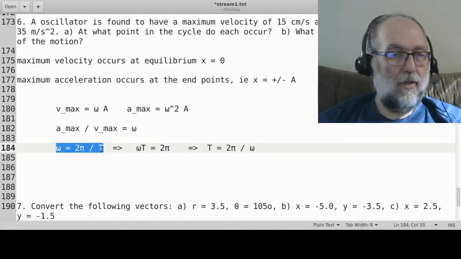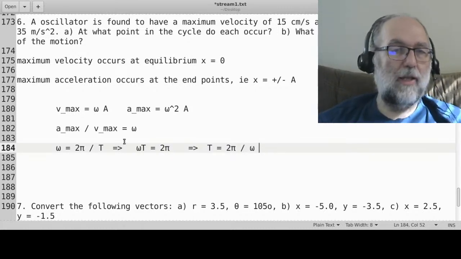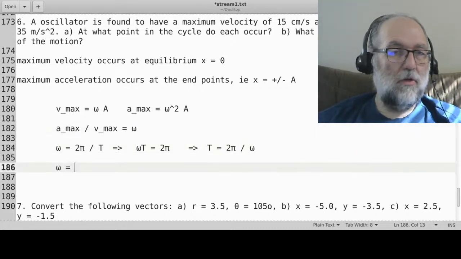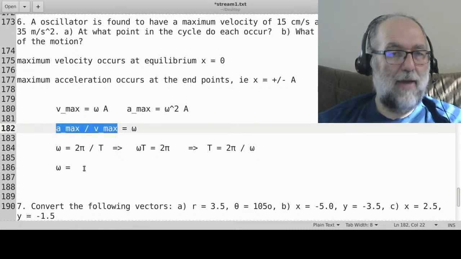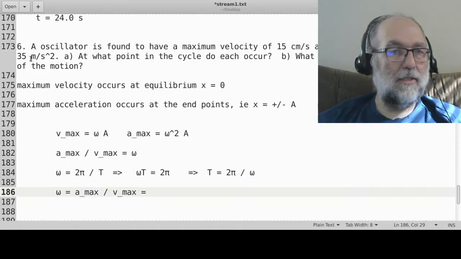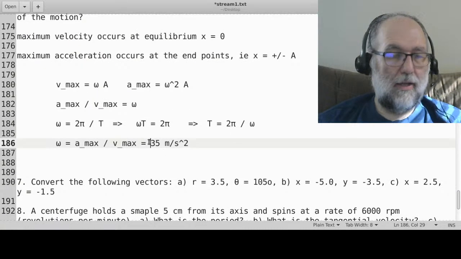So take that one, multiply both sides by t, and I get that one. Then take this one, divide both sides by omega, and I get that one, and that isolates t. All right, let's do it. So we've got that omega is equal to Amax divided by Vmax, and that's equal to Amax, which is 35 meters per second squared.